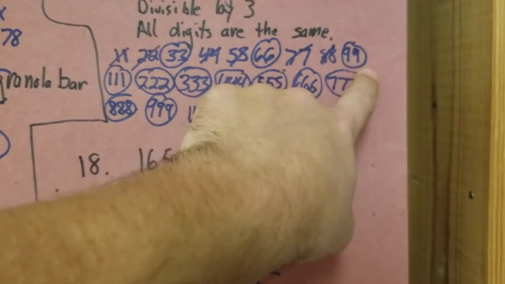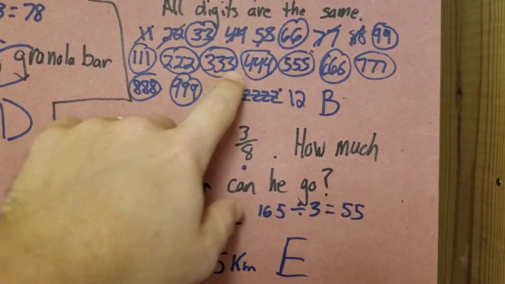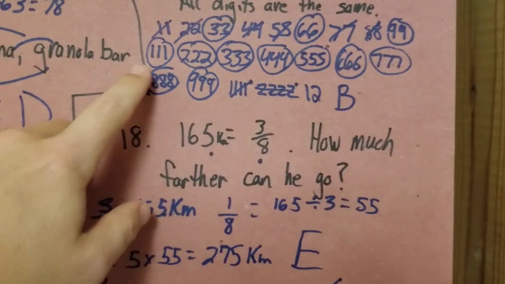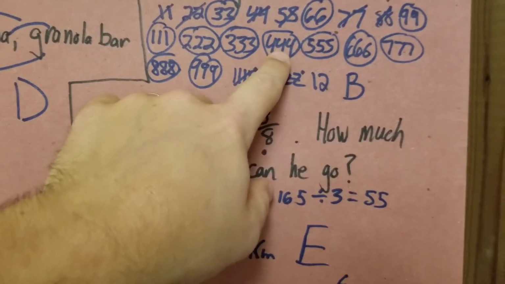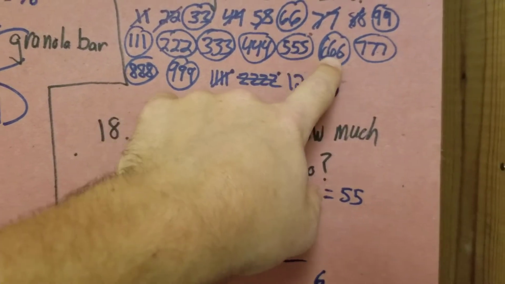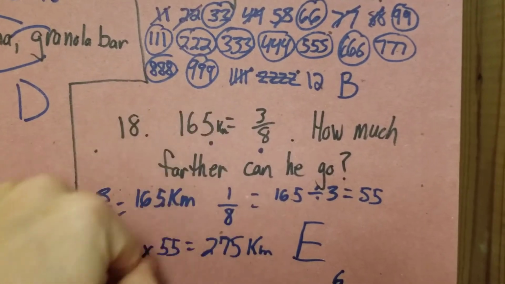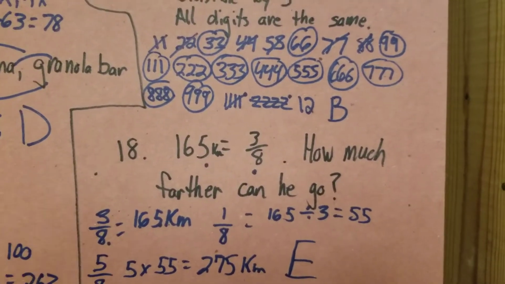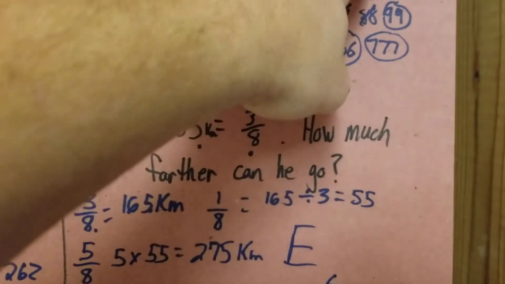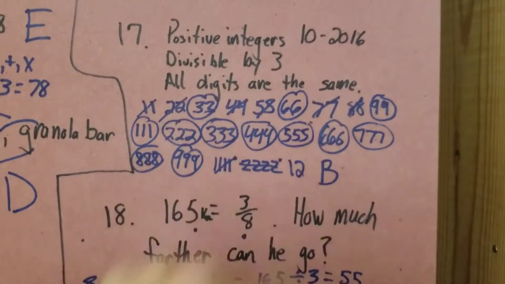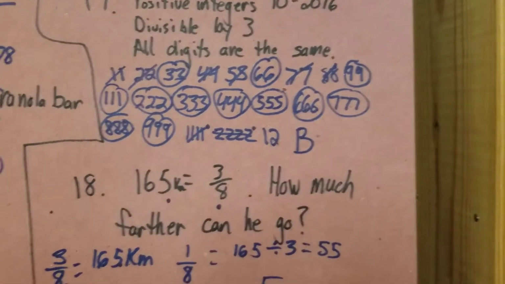77, 88, 99. And then all the 3-digit ones, so 111, 222, 333, these are all divisible by 3. How do I know? Well, add these digits, that's 3. This is 6. This is 9. This is 12. This is 15. This is 18. This is 21, 24, and 27. They're just multiples of 3. So that's it. Because 1,111 doesn't work, and then the next one would be too high. So, how many do I have? I got 12. That's answer B.